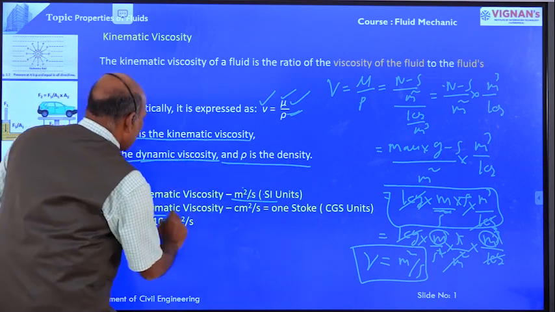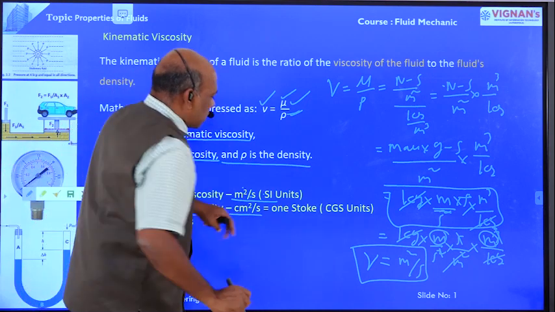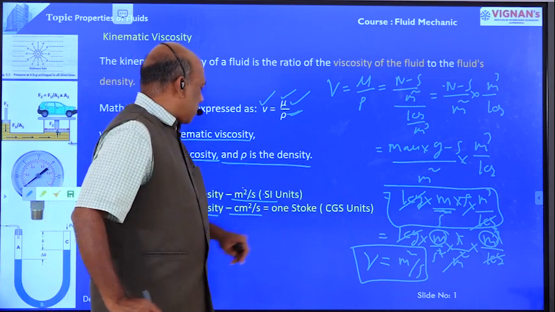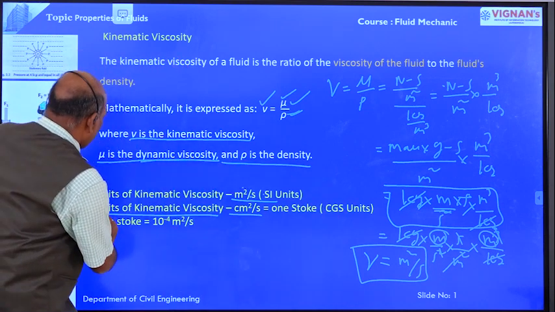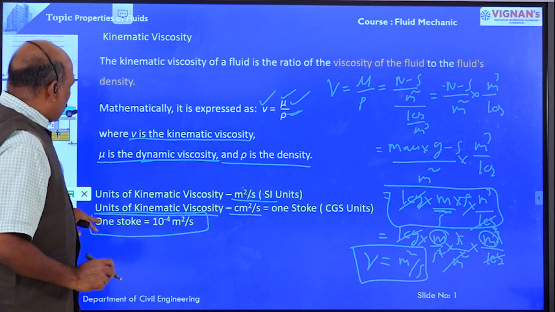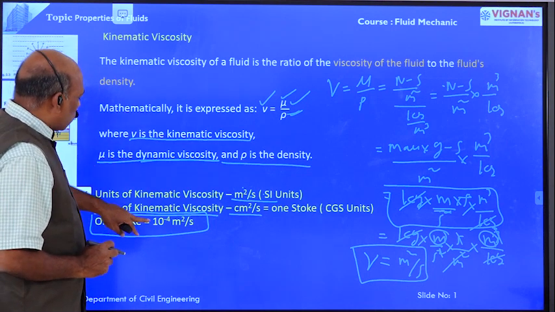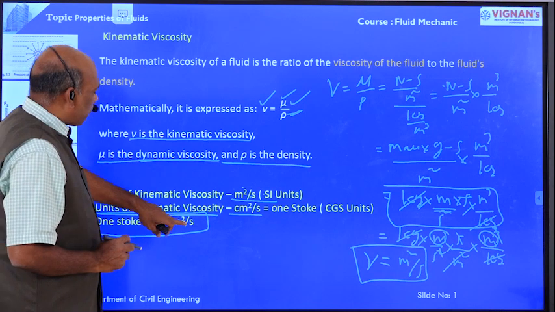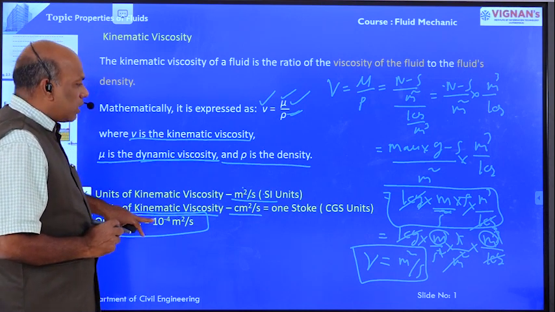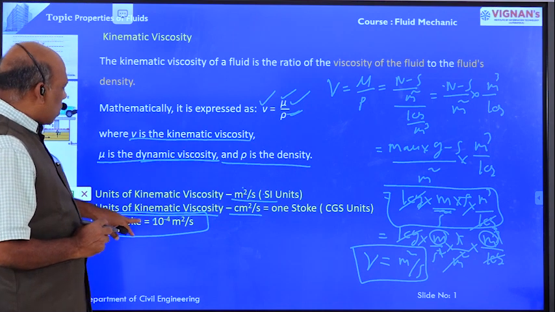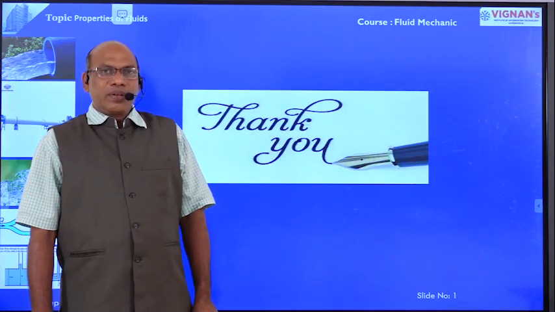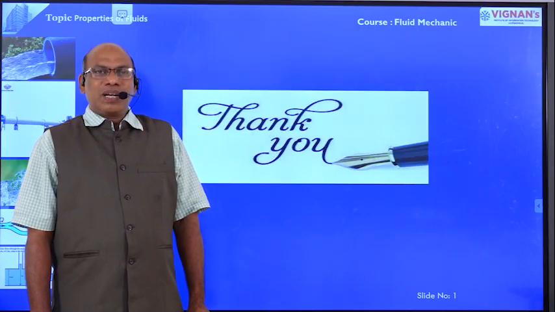And units of kinematic viscosity in the CGS system is 1 Stokes. The relation between the CGS units and SI units: 1 Stokes equal to 10⁻⁴ meter square per second. This is a very important relation where we are going to solve the problems. 1 Stokes equal to 10⁻⁴ meter square per second. Thank you one and all for listening to my class.